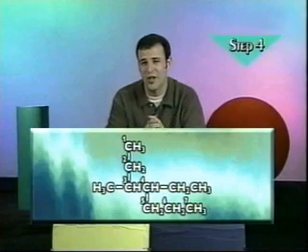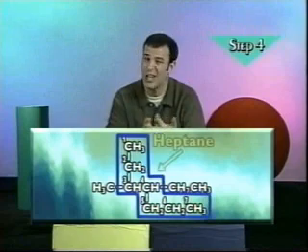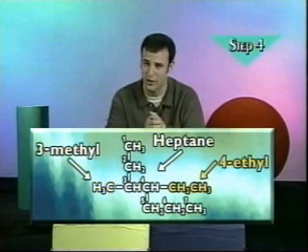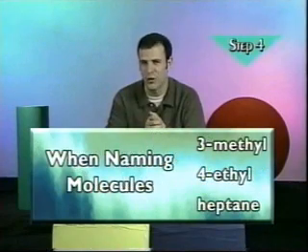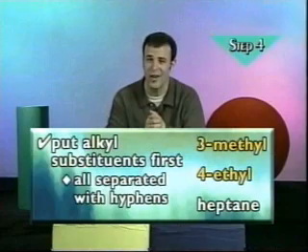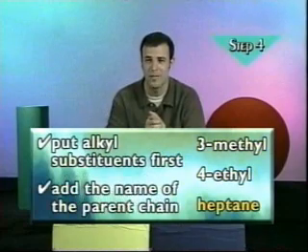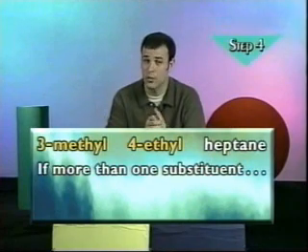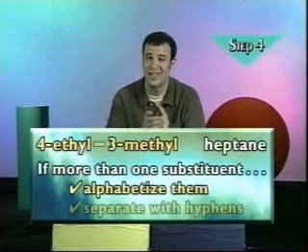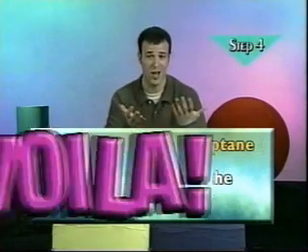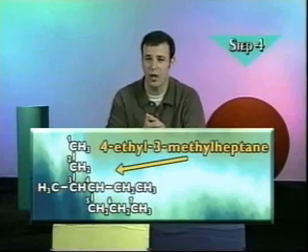After all the work we just did, we know that we have a parent chain, heptane, with 2 alkyl substituents, 3-methyl and 4-ethyl. When we name the molecule, we put the alkyl substituents first, all separated with hyphens, and then we add the name of the parent chain. Let's start with the substituents. If you have more than one substituent, as we do here, you alphabetize them and separate them with hyphens. Then you add the name of the parent chain. Voila! This molecule is 4-ethyl 3-methyl heptane.